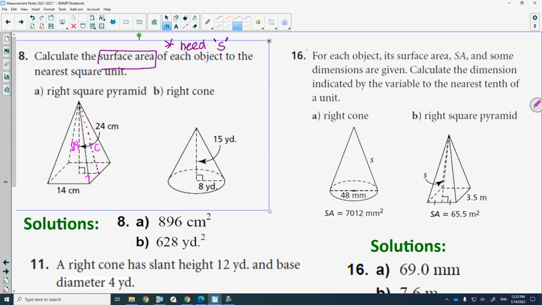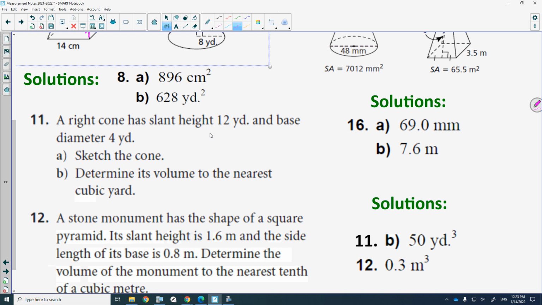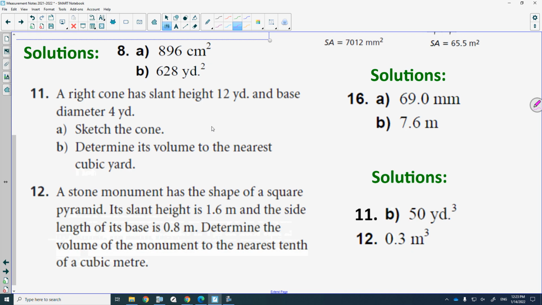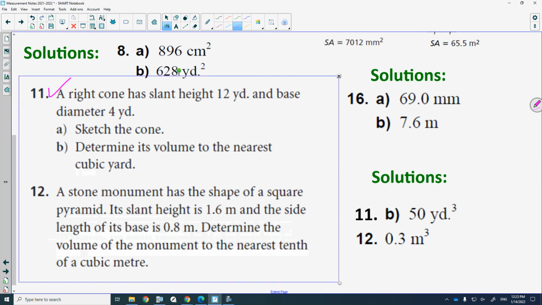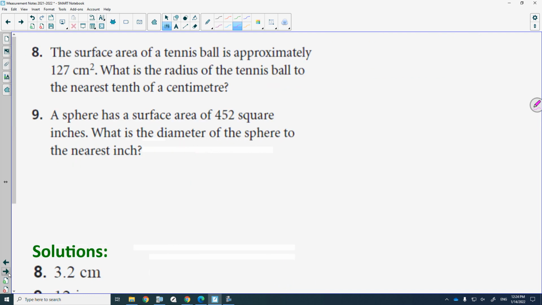So do number 8. You don't have to worry about 16. Do 11, and you don't have to worry about 12. If you wanted extra practice, you could do those, but they're just a bit redundant. You could do either one of these. So you could say 8 and not 9, or 9, not 8.